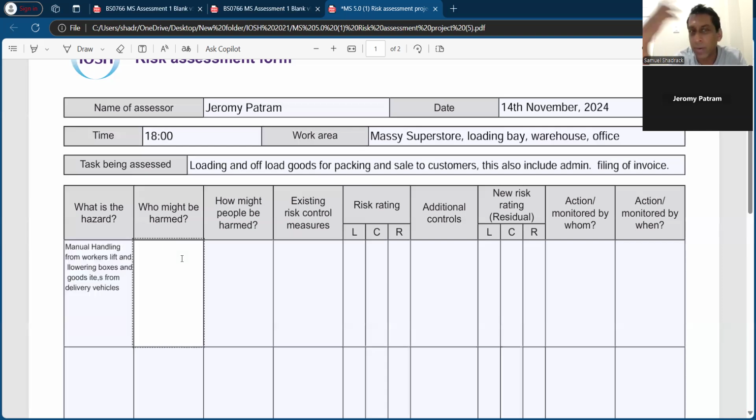Who could be harmed? You could actually give some names, some workers. So who might be harmed? You could probably give some names, some warehouse attendant.